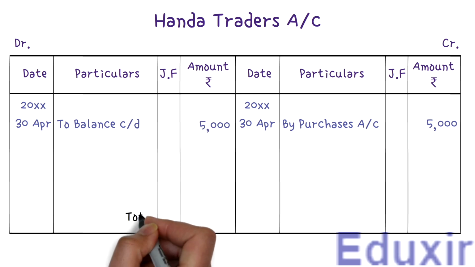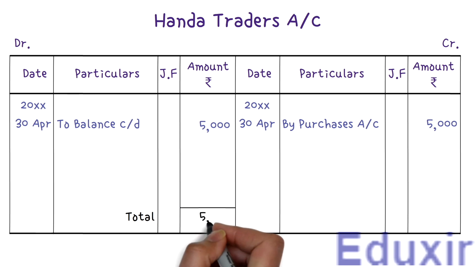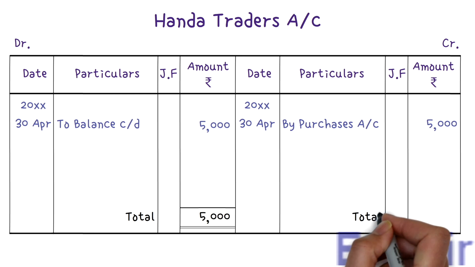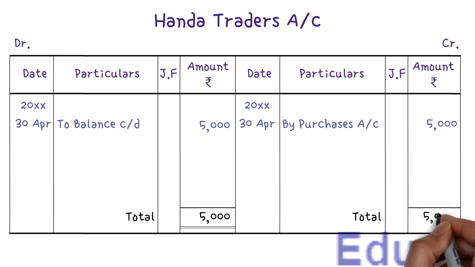Now the total on the debit side is 5000 rupees. And the total on the credit side is 5000 rupees. So now Handa Traders account is balanced. With that, we have completed the balancing of all the ledger accounts.